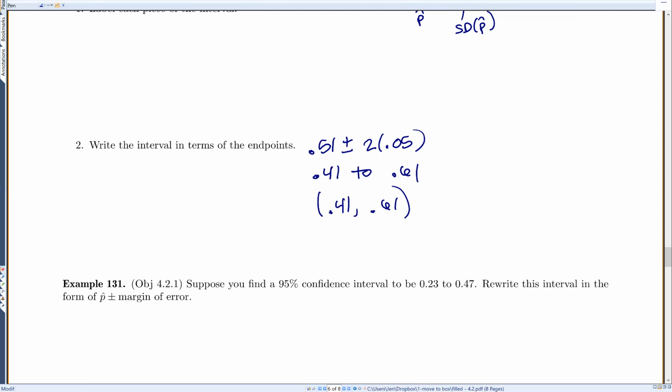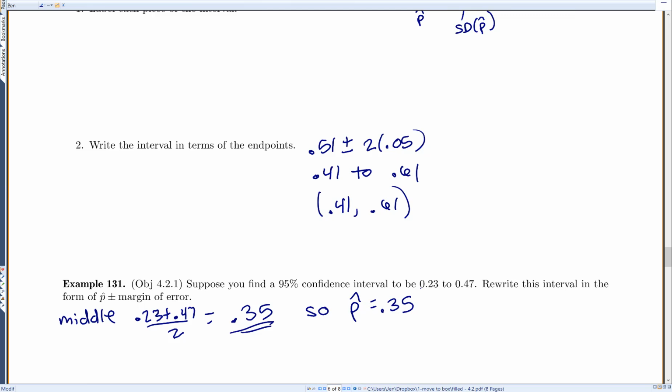Okay, so if this is your interval, how do you find the middle of the interval? So first find the middle. To find the middle between two numbers, you basically just find the average of them. So you do 0.23 plus 0.47 divided by 2. That gives you 0.35. So this is the middle. I just took the average of the two endpoints. That's the middle. So that's going to be my p hat. Let's write it like this. So we can say p hat equals 0.35.